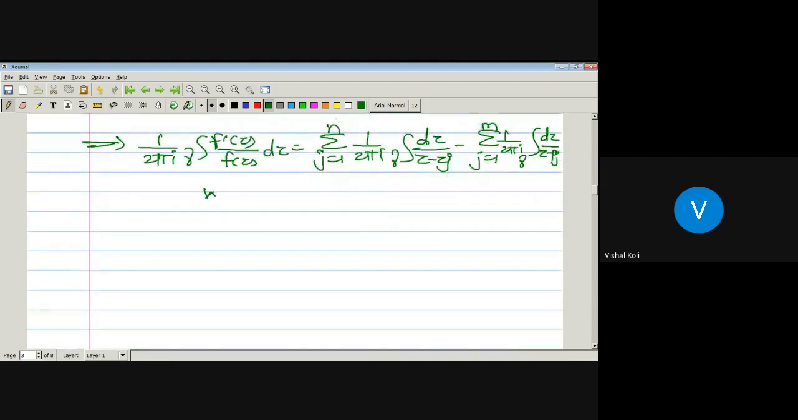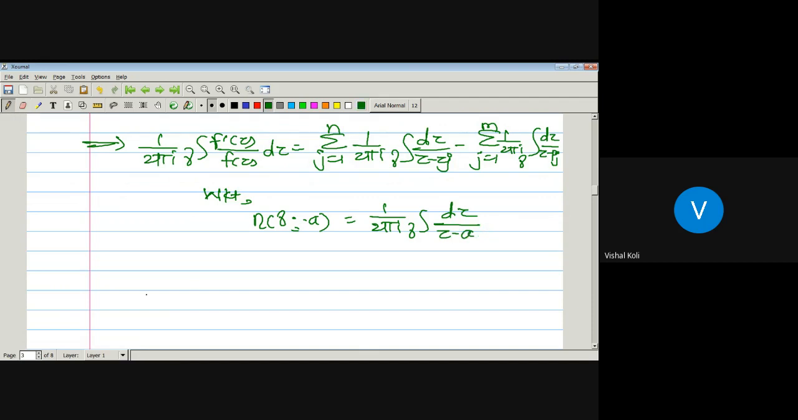Now we know that by definition, the index of a curve with respect to some point zj is nothing but 1 upon 2 pi i integration over the curve gamma dz upon z minus zj. We will write some particular point a: the index of a curve gamma with respect to the point a is nothing but 1 upon 2 pi i integration over the curve gamma dz upon z minus a.